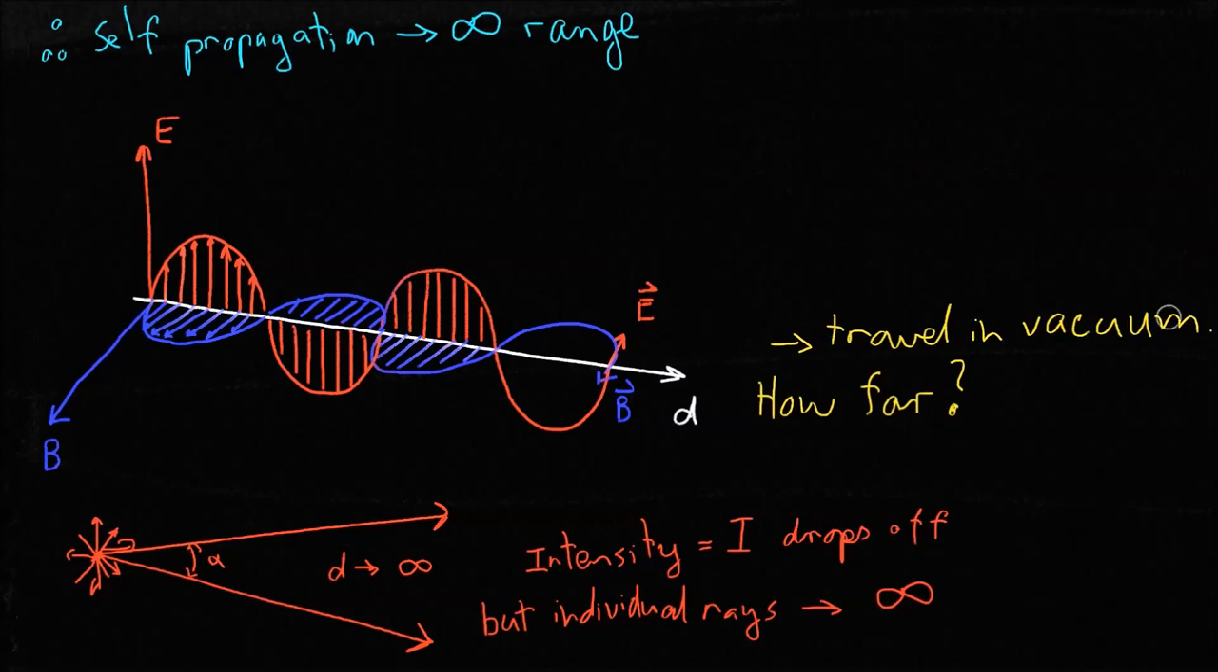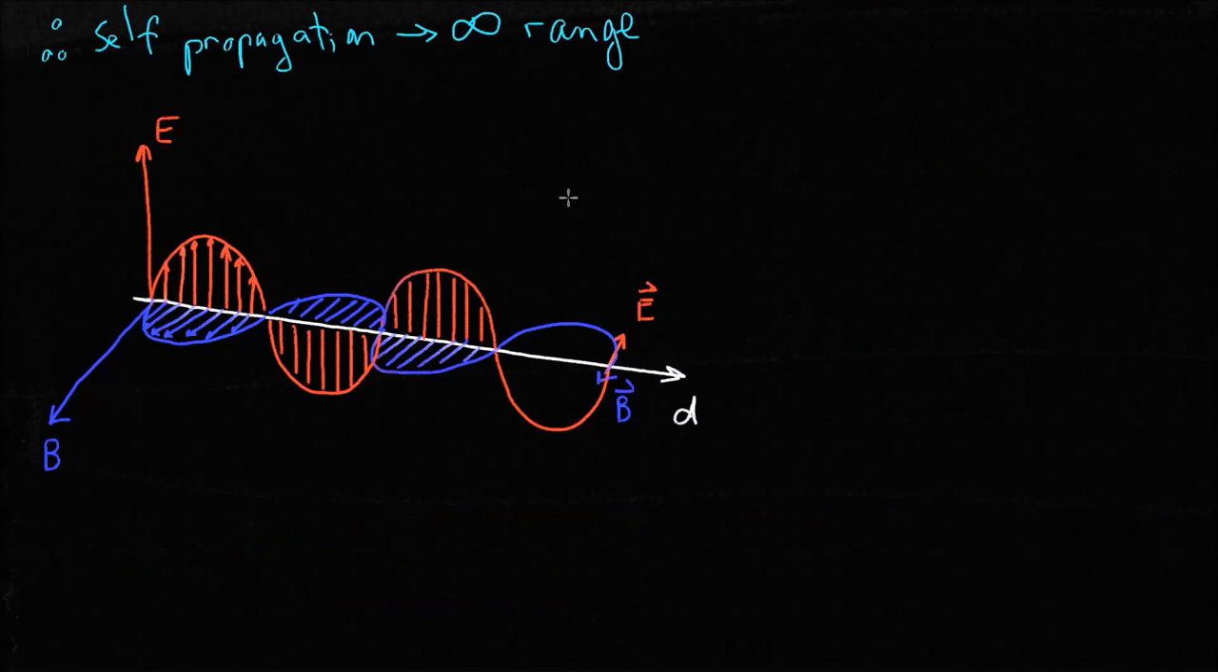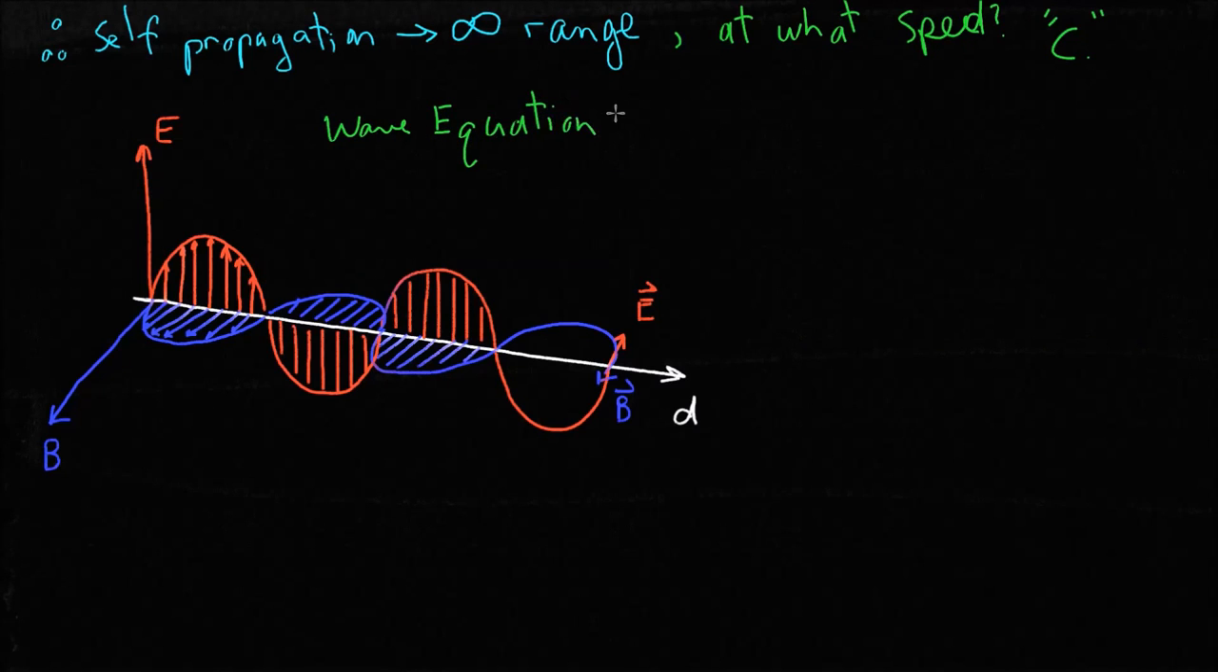The next question is, what speed do these waves travel at through their infinite range? Well, of course, the speed that they travel at is the speed of light, and in physics we call that c. Looking at our wave equation, we know that the speed of a wave will be equal to the frequency multiplied by the wavelength. Now, in a particular medium, that speed is going to be constant.